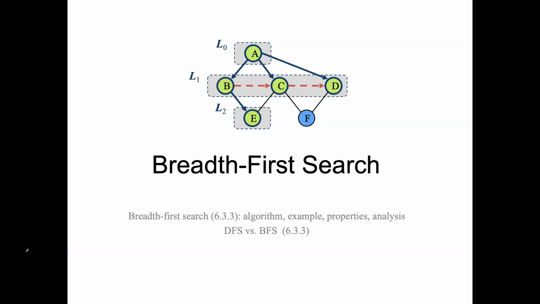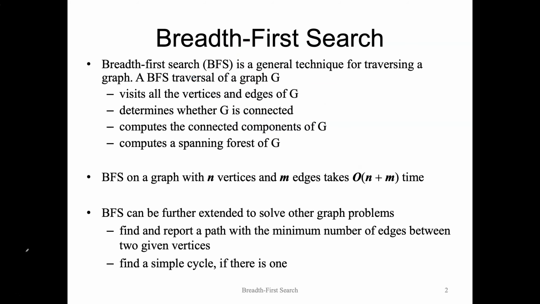We're going to look at another graph traversal method, which is called breadth first search, or BFS for short. So this is another technique for traversing a graph. We're just going to visit every vertex and every edge of our graph, but in a slightly different order than if we were using depth first search.